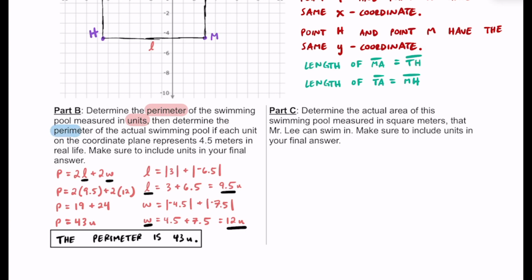Then we're being asked to find the perimeter of the actual swimming pool if each of these units on this coordinate plane is actually representing 4.5 meters in real life. So if one unit represents 4.5 meters, then 2 units would represent double that, 3 units would be triple that. So what if we have 43 of these units? Well, to figure this out, we'll take each of these 43 units and multiply that by 4.5.